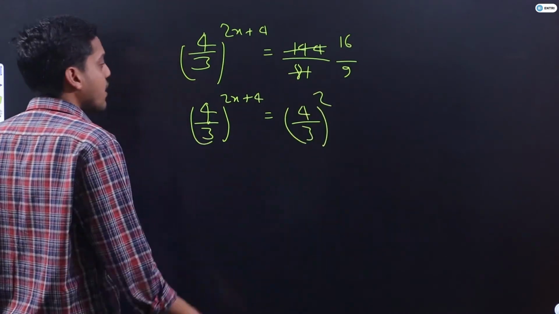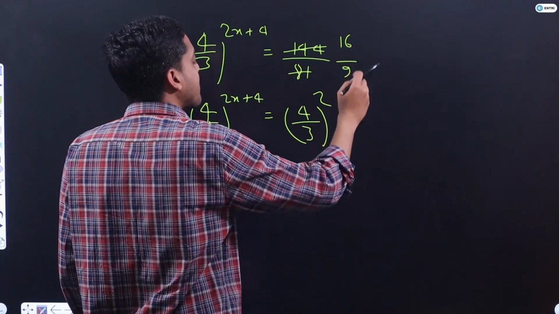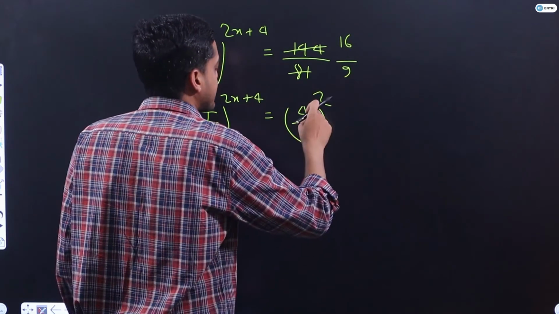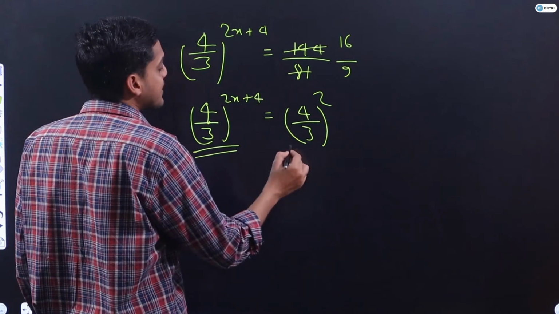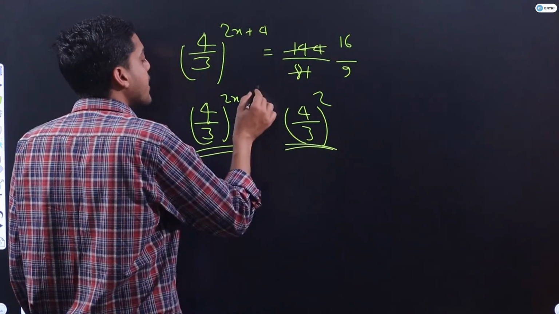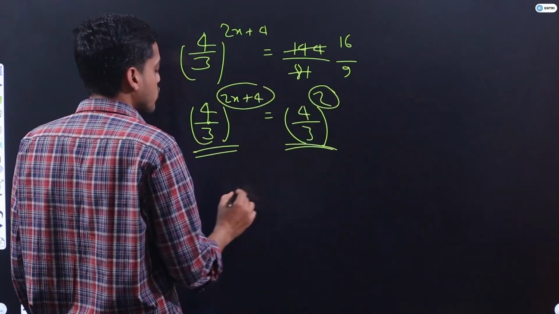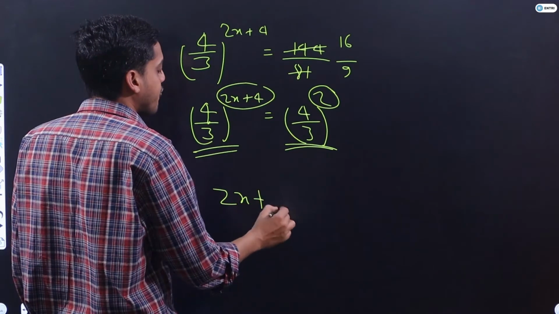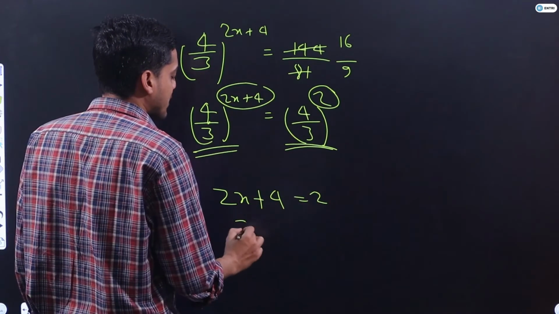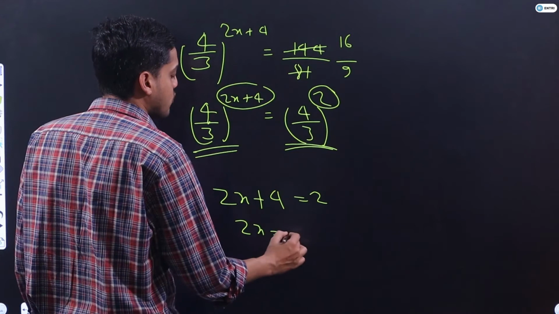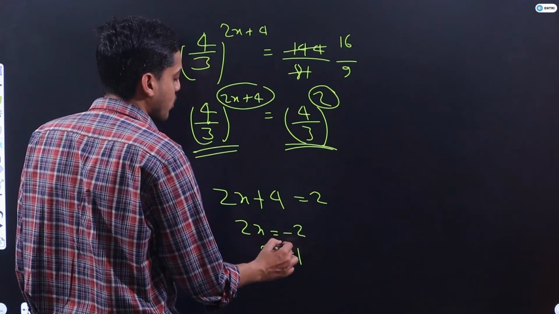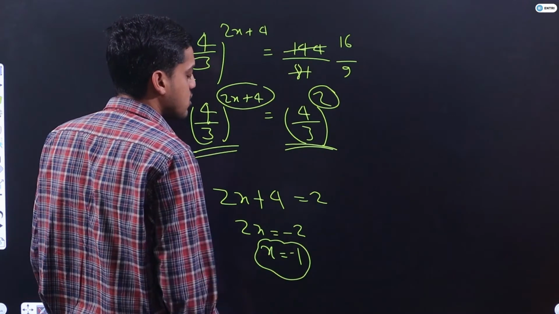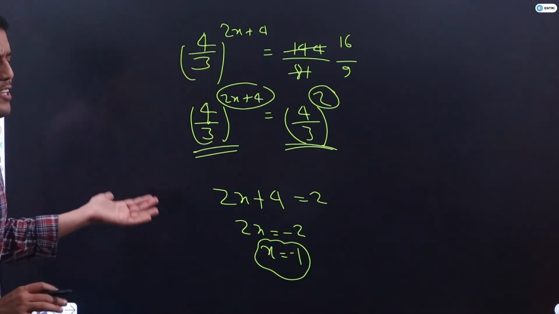Yes, you will say definitely we can write 16 by 9 as (4 by 3) whole square, so that 16 upon 9 will become that. Ultimately, we have maintained the same base in LHS and RHS. It means powers should be equal. So 2x plus 4 will be equal to 2 only. So 2x must be equal to 2 minus 4, which is minus 2. So x will be equal to minus 1 only. This is how we have done this 1 mark question of GATE. Very easy question this was.